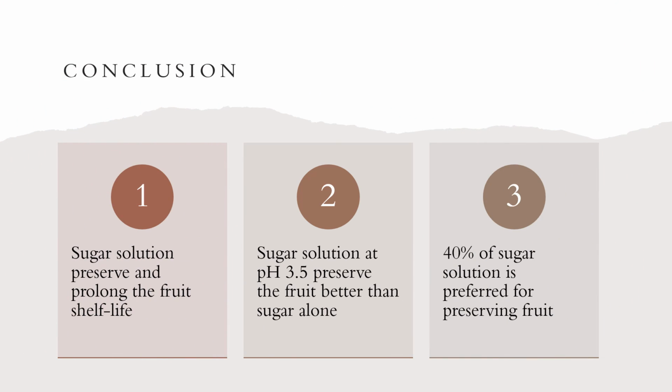I have three conclusions. Firstly, sugar solution preserves and prolongs the shelf life of fruit. Secondly, sugar solution at pH 3.5 preserves fruit better than sugar alone. And thirdly, 40% sugar solution is preferred for preserving food.